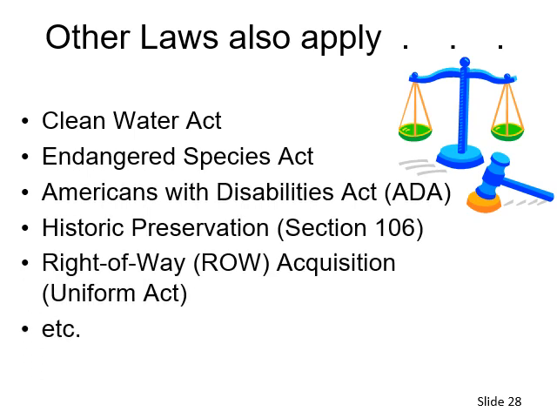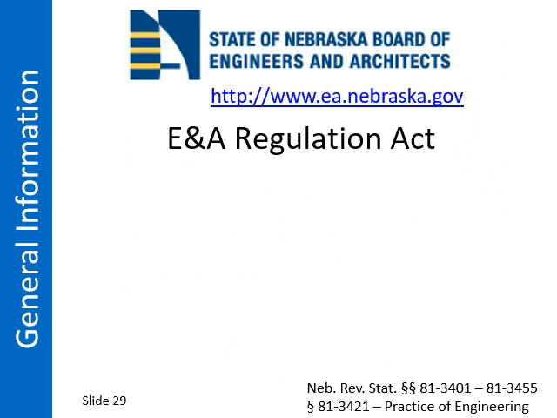Most of the laws shown here are federal, although for some there may be a corollary state law, such as right-of-way acquisition laws. Permits may be needed, such as a Corps of Engineers permit or a floodplain permit. The Nebraska Engineers and Architects Act needs to be accounted for when designing and constructing public highways, roads, and streets.